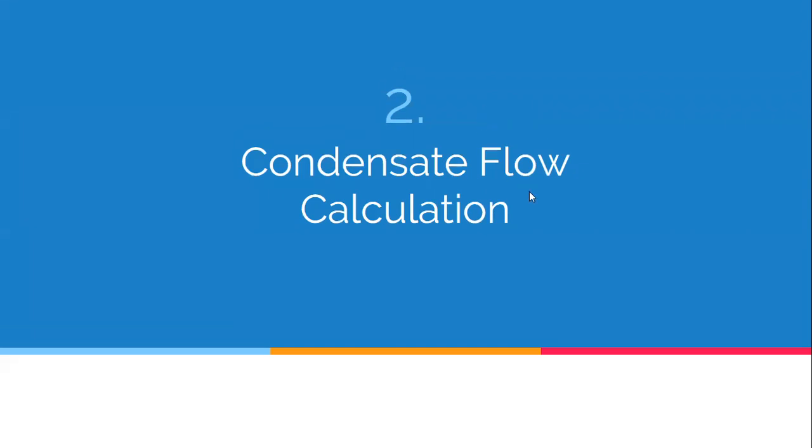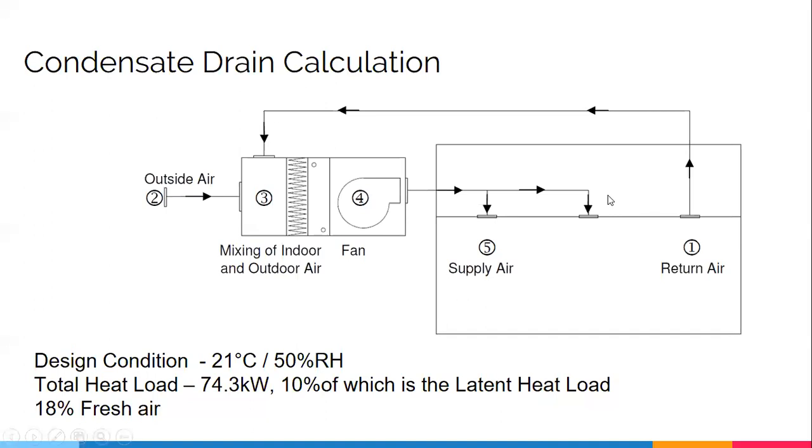Condensate flow. So, assuming earlier we have a total of 74.3 kilowatts for the whole area. Our design parameters are 21 degrees Celsius at 50% RH. Our fresh air is about 18%. How are we going to calculate the condensate drain?